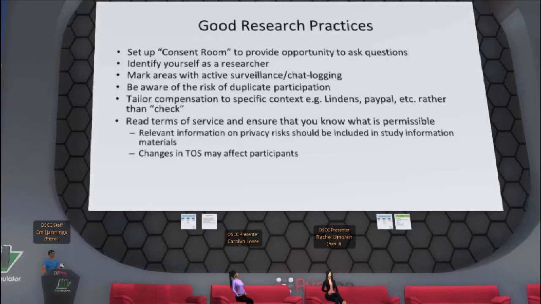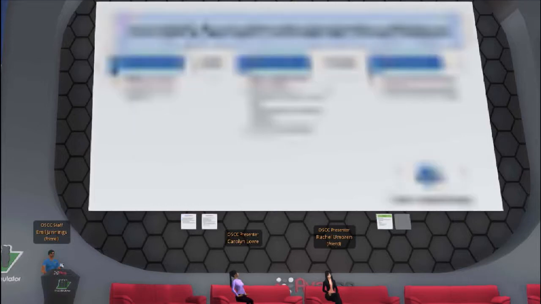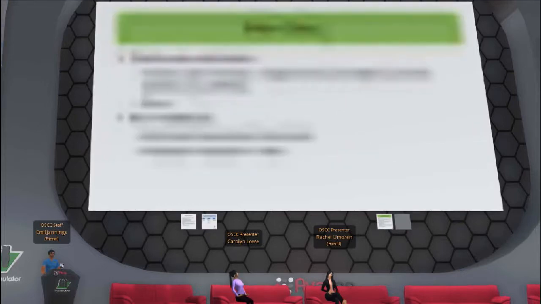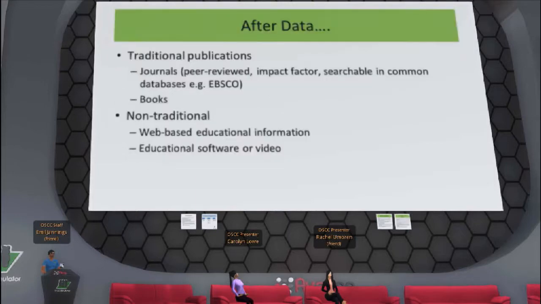I know we hate to do this, but try to figure out which ones apply to the research and be sure that the relevant information on privacy risks is included in your research materials that you're distributing to your subjects. And be aware that any changes in terms of service may affect the participants and you might have to go back to them and update the material.